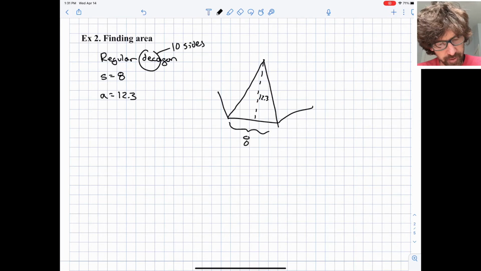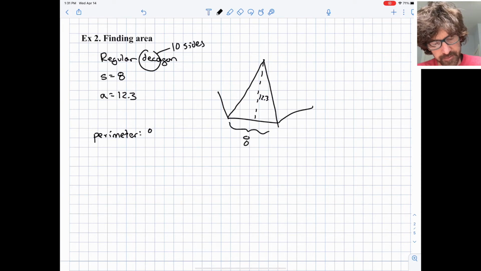So let's find the perimeter first. The perimeter around the whole thing is going to be the side length times the number of sides, which is 80. And we can just find the area from there. 1/2 times the apothem times 80.